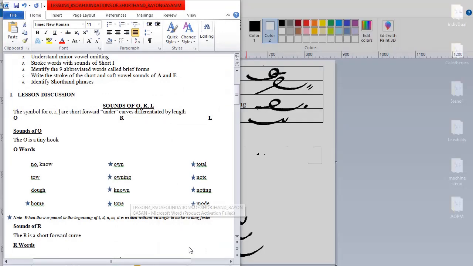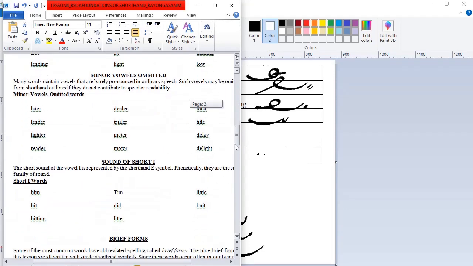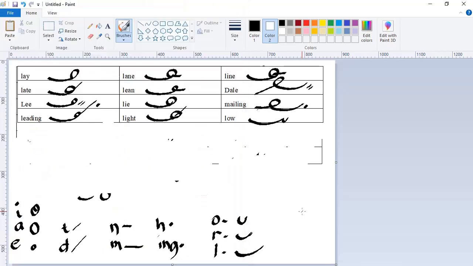Okay, so before we move on, please breathe in, breathe out. Okay, kasi meron pa, marami-rami pa 'to eh. So now, let's move on to our next set of words.